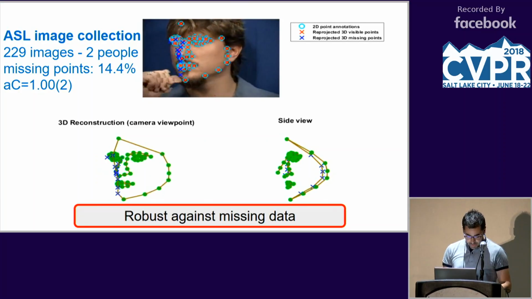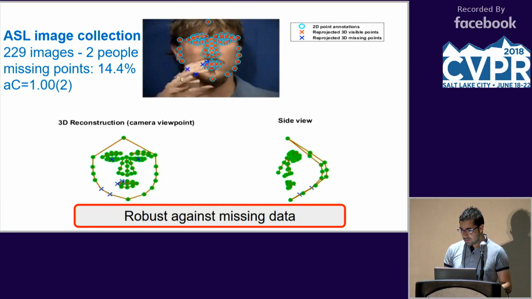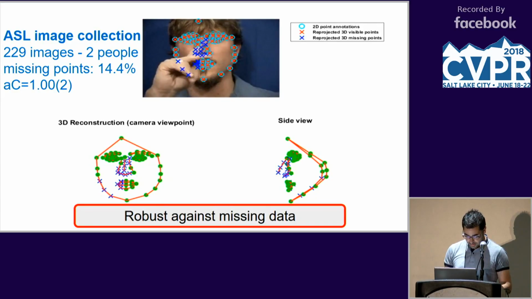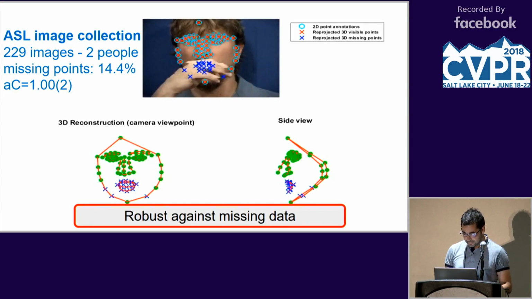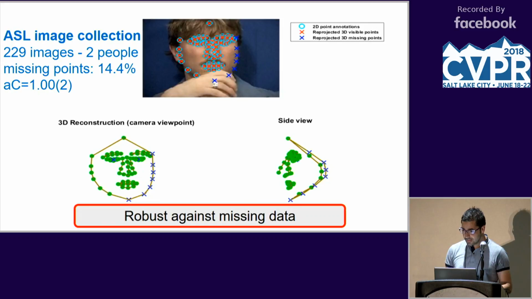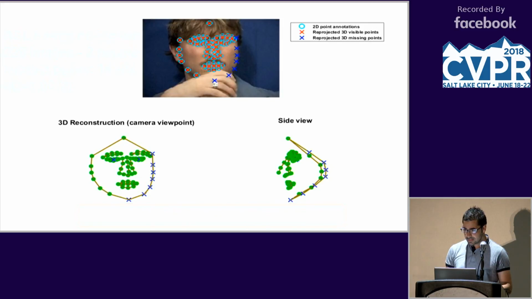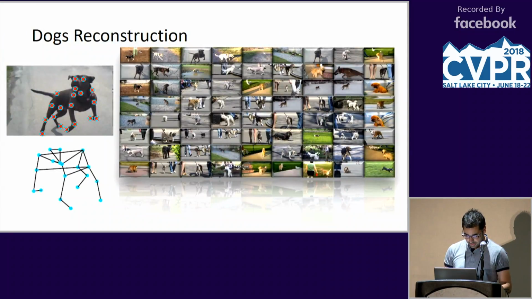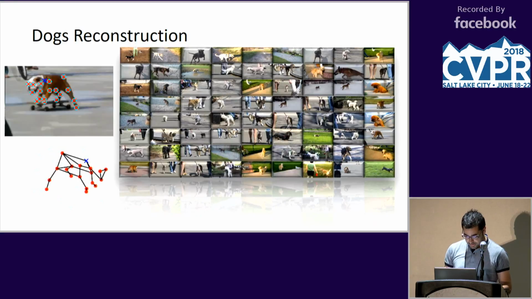To finish, we also validate our approach on articulated motion, in this case on dog reconstruction. And again, let me show you several samples of our estimation.